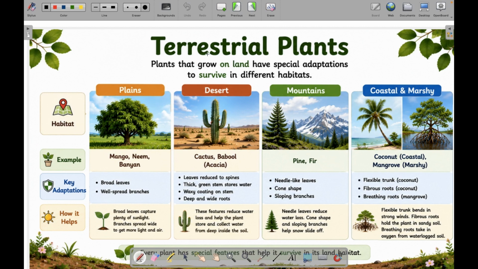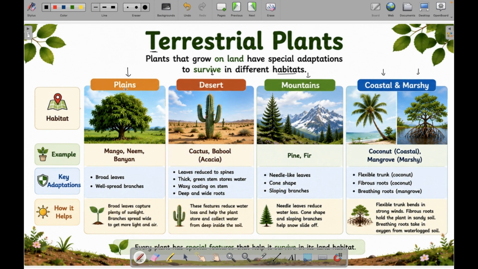Mainly we'll have two different types of adaptation. The first one is terrestrial, the second one is aquatic. What are terrestrial plants? Plants that grow on land are known as terrestrial plants, right? And such plants again have special features to survive on land, right? What are the different types of terrestrial plants that we have? We have plain, desert, mountain, and then we have coast and marsh, right?